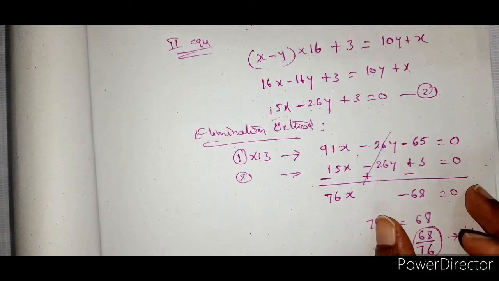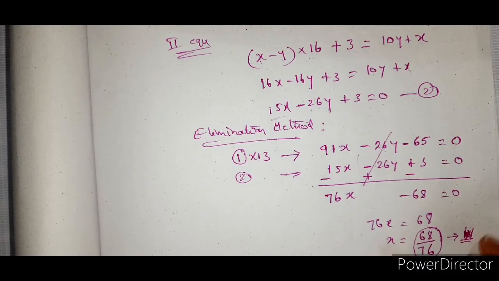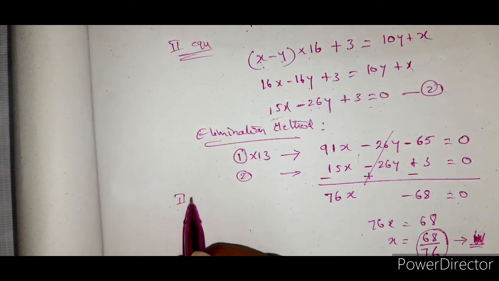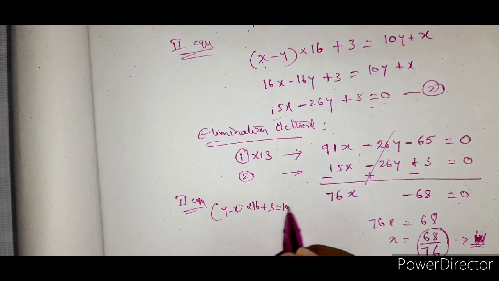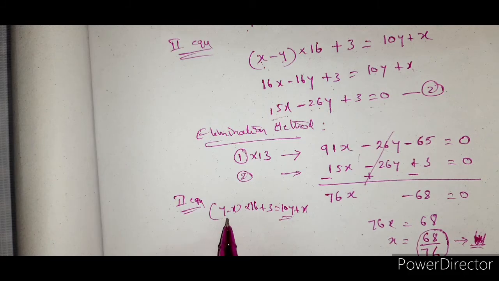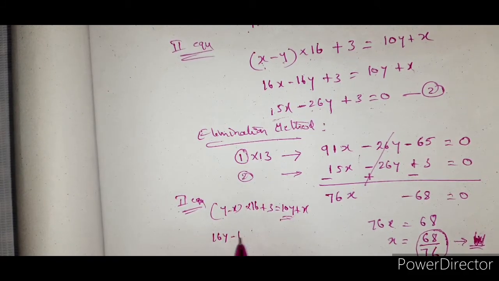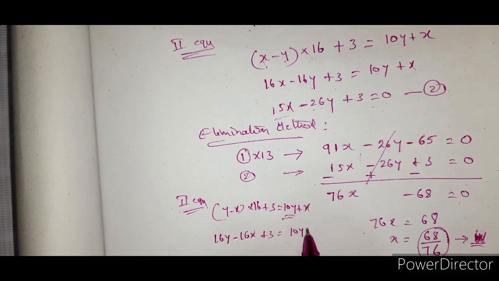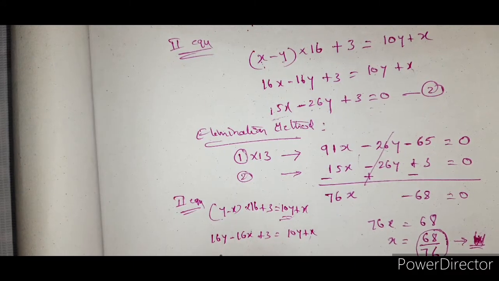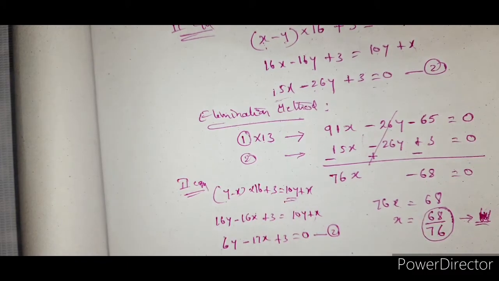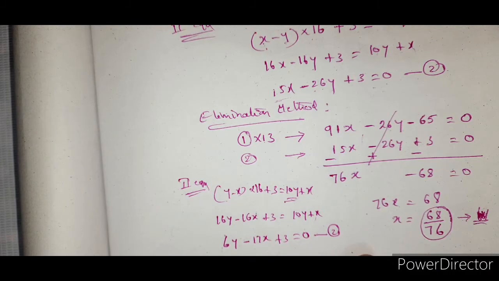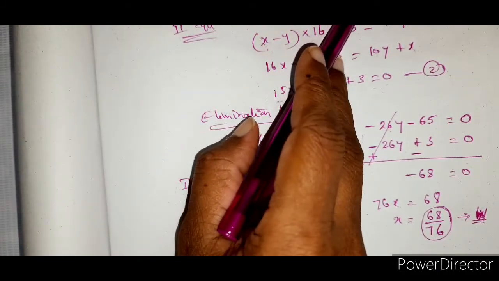That means you do that work in rough and then check whether you are getting this or not. So now the second equation will take the form of y minus x into 16 plus 3 is equal to 10y plus x, because y is multiplied 10 times. So it is y minus x. Now it is 16y minus 16x plus 3 is equal to 10y plus x. Bringing the terms here, it becomes 16y minus 10y is 6y, minus 16x minus x is minus 17x, plus 3 is equal to 0. This is the second equation, and now it becomes very easy. So what is the first equation? 7x minus 2y minus 5 is equal to 0.